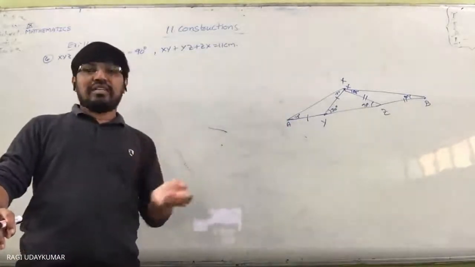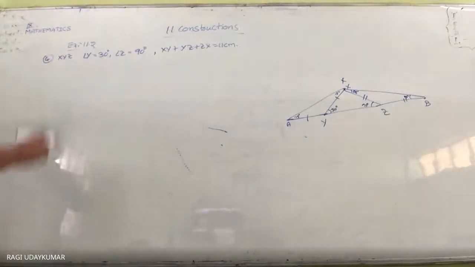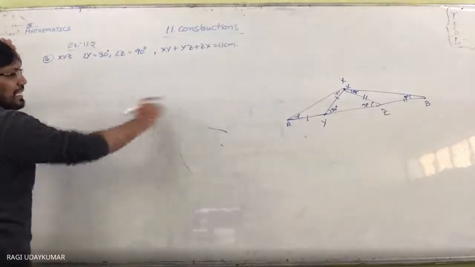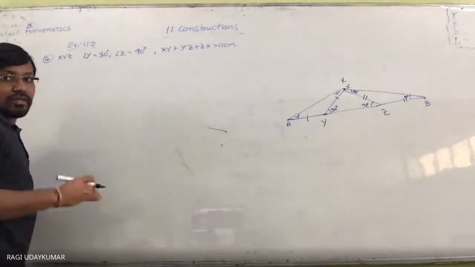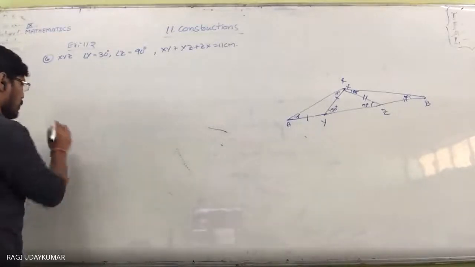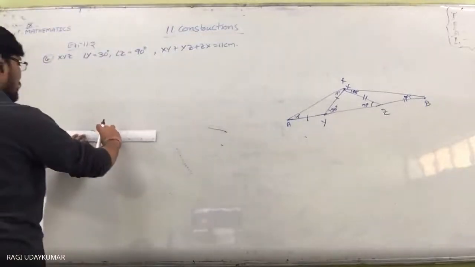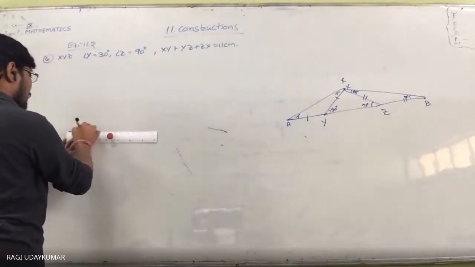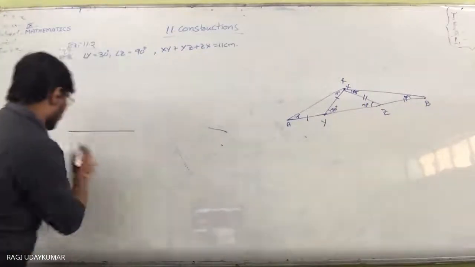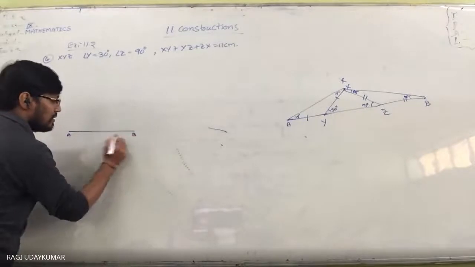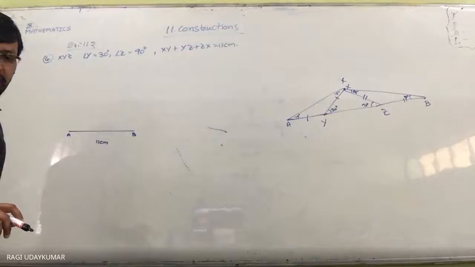Now, how do we construct? Let us see. First you have to take any line segment equal to the perimeter. Either you can take AB or any other one. So I am taking here 11 centimeters, which is given to you. Draw the line AB. This is 11 centimeters, the given perimeter.